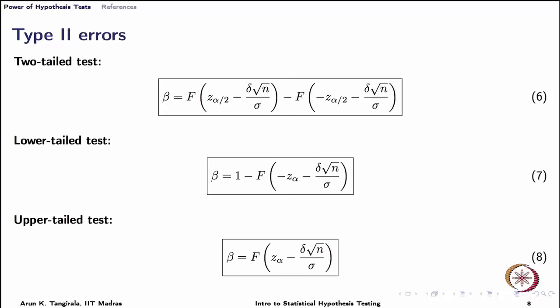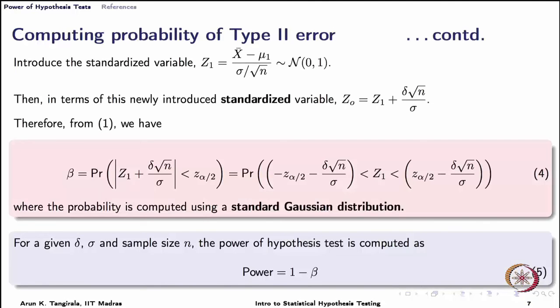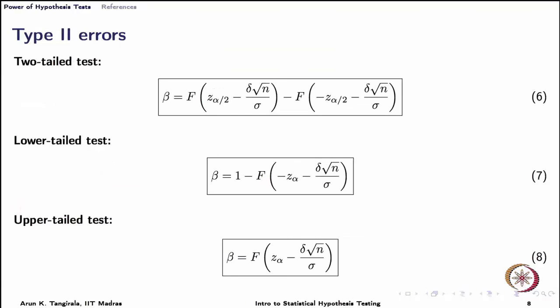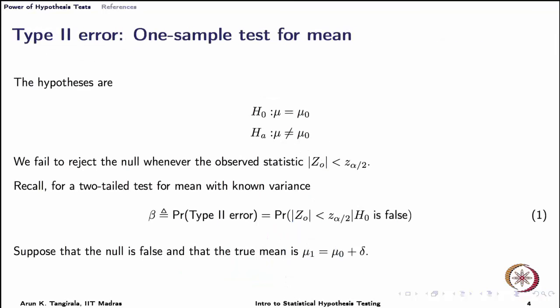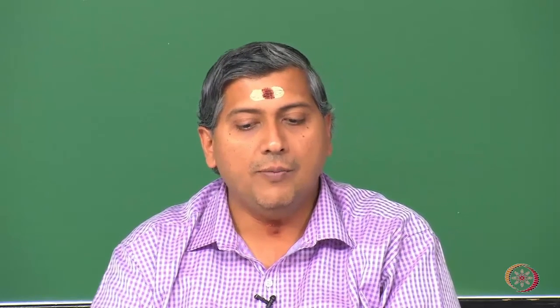The expression for the two tail test simply follows from the expression that we had in equation 4, while for the expressions in 7 and 8 you can easily derive by going back to this derivation for the two tail test, and all you have to do is replace here in expression 4 the probability of mod Z observed less than Z alpha by 2 with the probability of Z observed being greater than minus Z alpha for the lower tail test, or Z observed being less than Z alpha for the upper tail test.